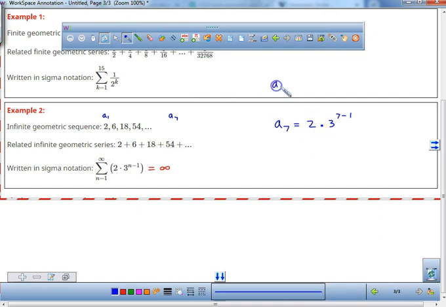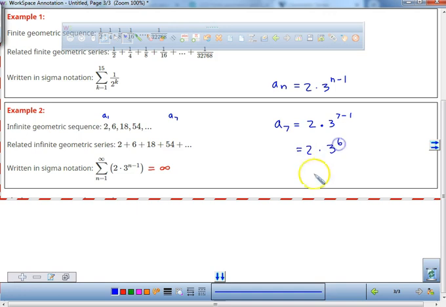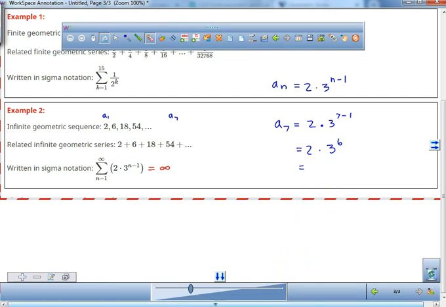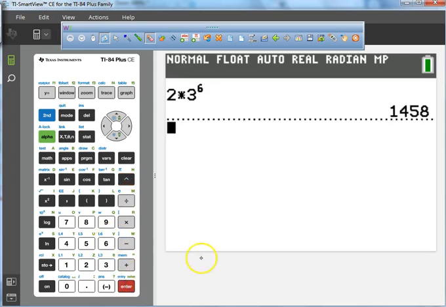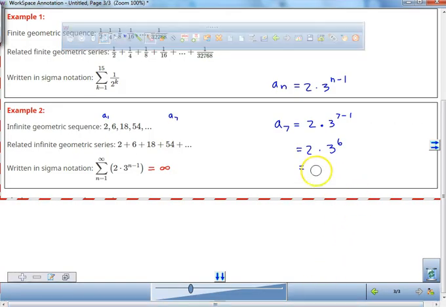So here would be our formula. A to the n equals 2 times 3 to the power of n minus 1. That would be the formula we would use. Now we're going to be plugging in 7. We're going to do 2 times 3 to the power of 6, which is 1,458.